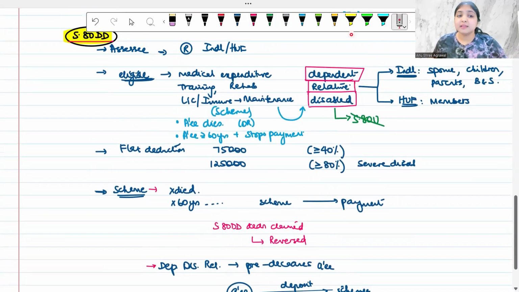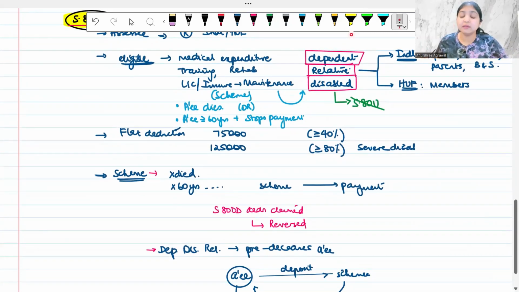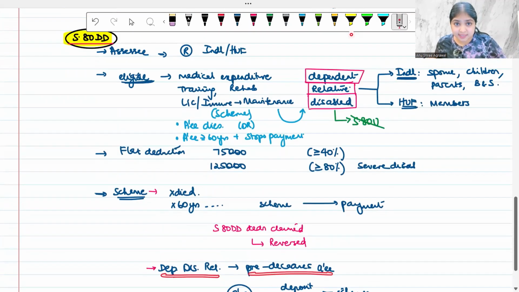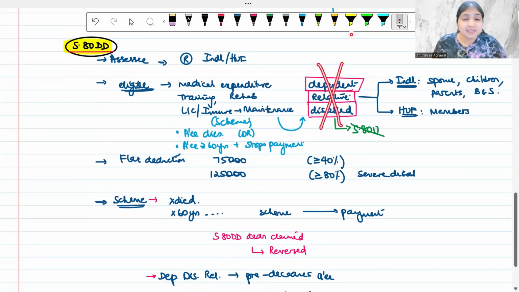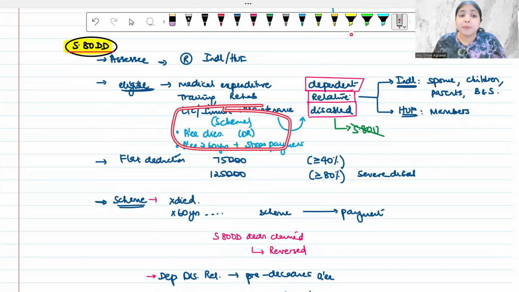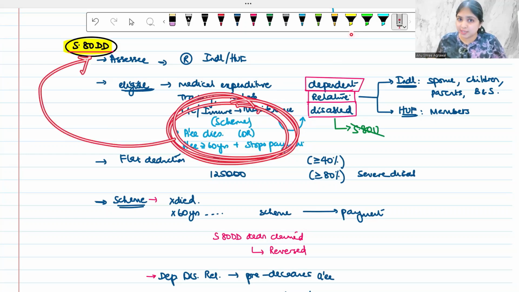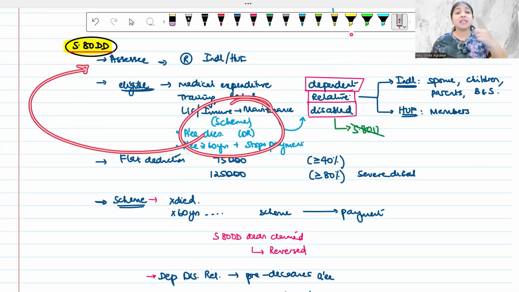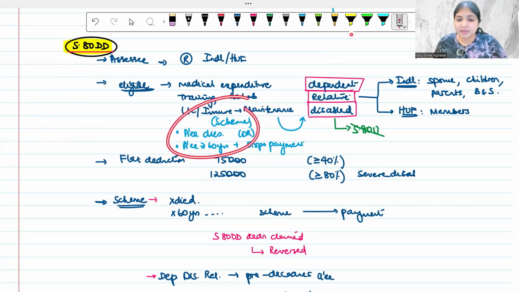Then after this we learned one more situation: in case a dependent disabled relative predeceases the assessee, which means the dependent disabled relative has died. So the dependent disabled relative itself does not exist anymore. So the scheme is going to be pointless. But all these years, the assessee kept contributing to the scheme. So a lot of money would have accumulated over here. The scheme will return all that money back to the assessee because the scheme has become pointless now, as the dependent disabled relative itself does not exist anymore. So the scheme will return the money back to the assessee. Whatever money is being returned by the scheme to the assessee, this will now be taxable for the assessee.